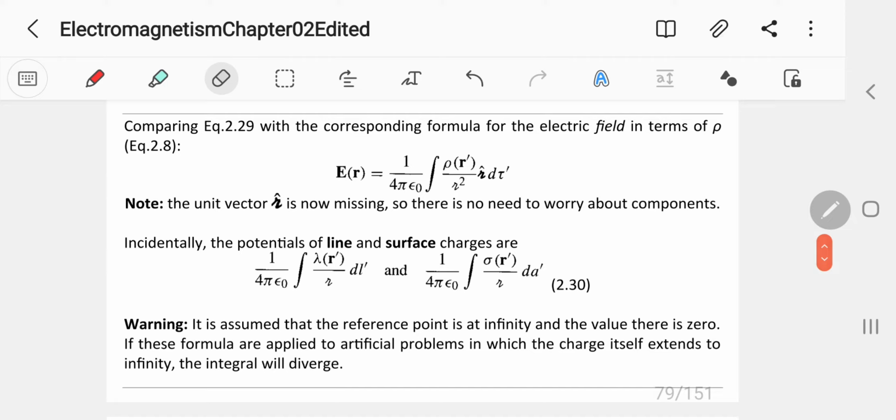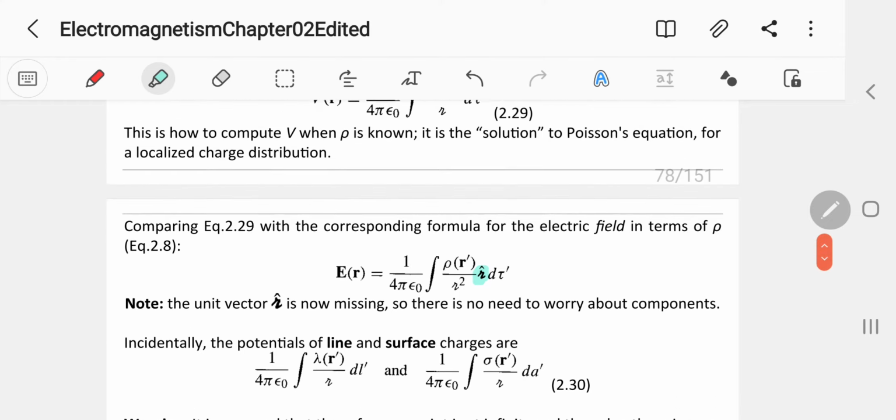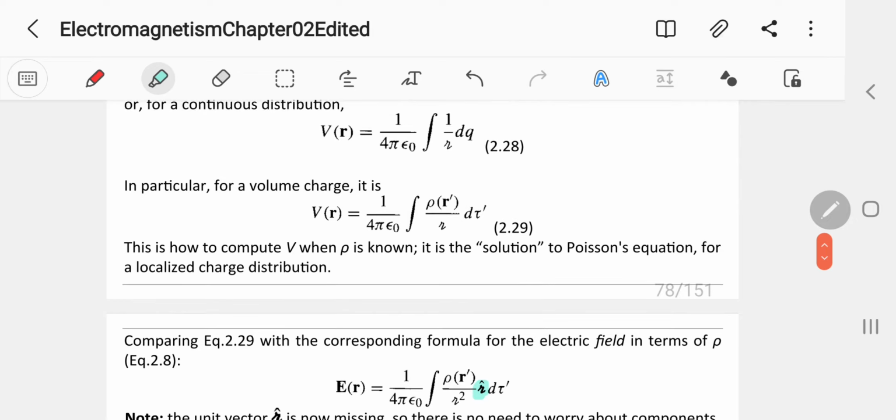So if you look at equation 2.29, you would have an integral which deals with vectors inside the integral here. I mean this one here. But with the potential, you actually don't have a vector inside, so it makes calculation easier.